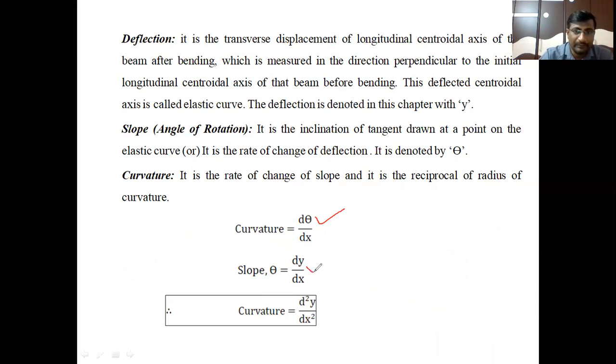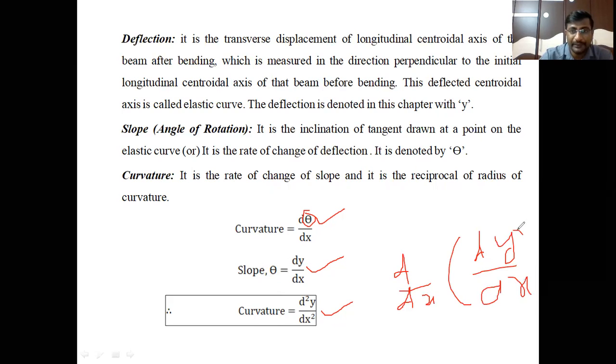Slope dy by dx is tan theta, or theta is equal to dy by dx. And from these two equations, theta is equal to dy by dx, and curvature is equal to d theta by dx. Therefore, by substituting the theta value at this place, curvature is equal to d by dx of dy by dx. D by dx of dy by dx is represented as d square y by dx square.